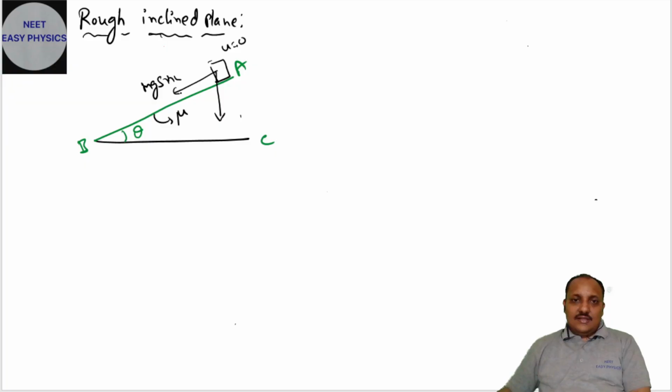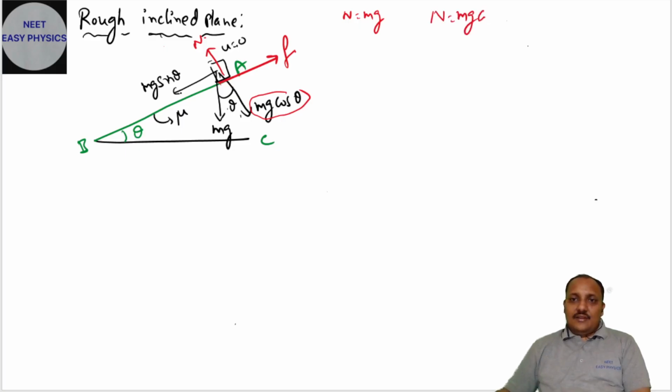mg sin theta on inclined plane we discussed. This is going to be mg. If you resolve this, mg cos theta. Now, backwards, frictional force is going to act. Now, this mg cos theta on the inclined plane, what is the normal reaction? On horizontal plane, N equal to mg. On inclined plane, N equal to mg cos theta.